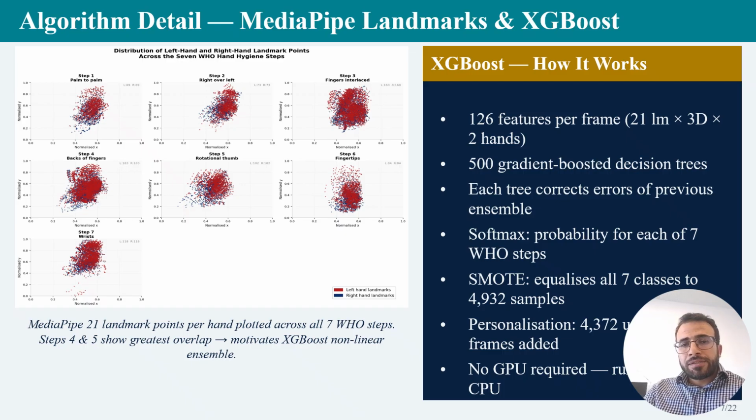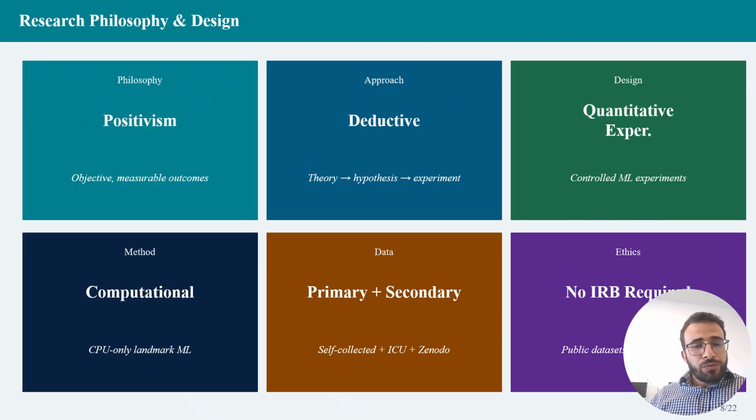It is extracting the features, and we have a tree of 500 gradient boosted estimators. We use softmax, SMOTE, personalization, and as we said, we use CPU, not GPU. Here we can find the MediaPipe 21 landmarks, how it is working, and the distribution of left and right hand landmarks.